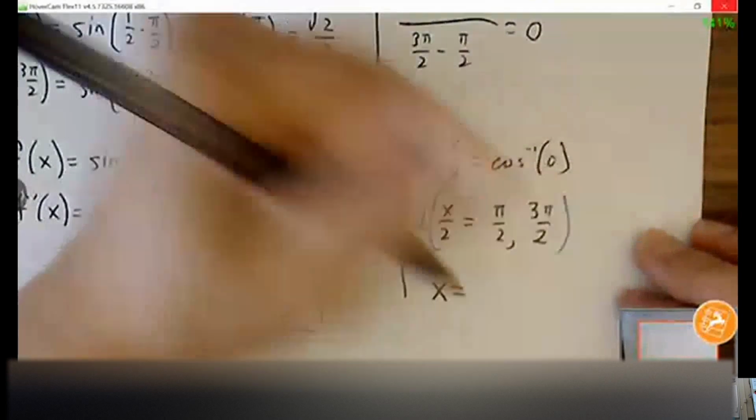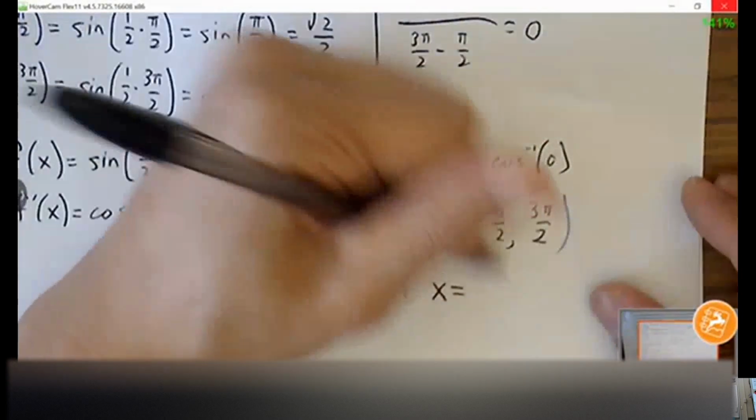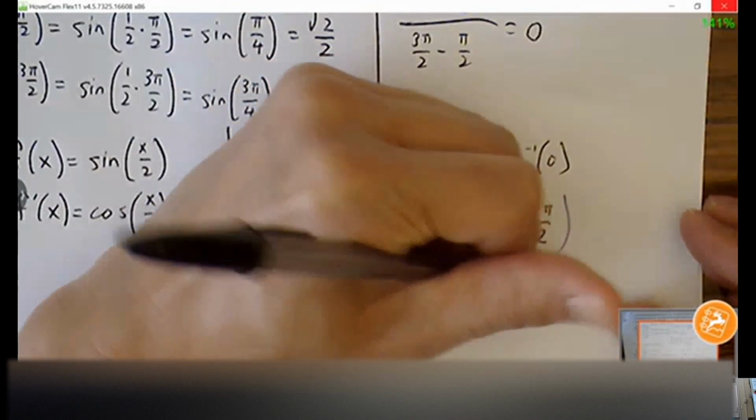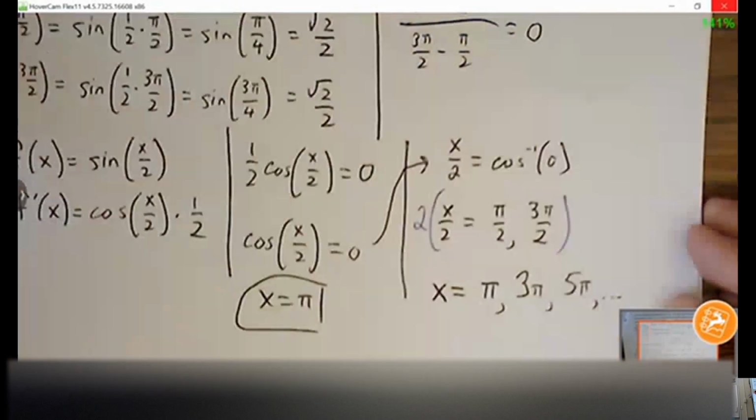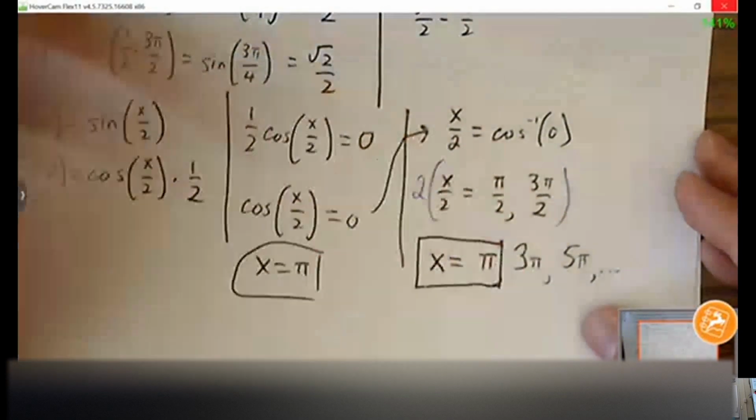So there's more than one, right? So the answer could be pi, it could be 3 pi, it could be 5 pi. It's going to keep going along that pattern, but then the only one that's available in our answer choice is x equals pi.